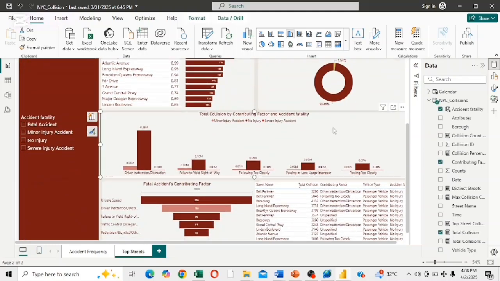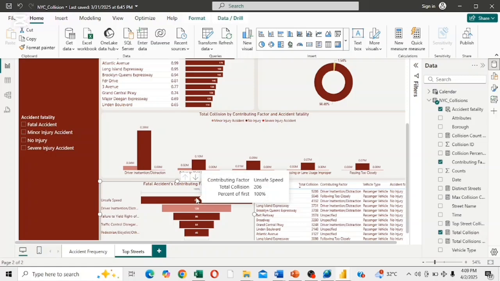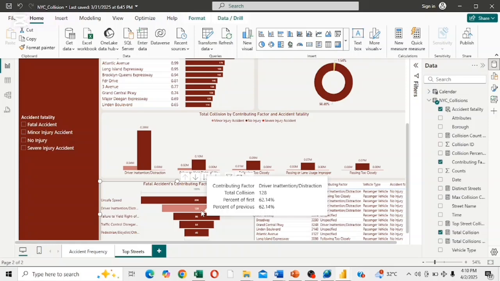The contributing factors to the collisions, we have the highest to be driver inattention or distraction. So you can see the amount of accidents that took place based on these contributing factors. Driver inattention carried about 386,000. What are the factors that contribute mostly to the accidents that are fatal? Unsafe speed. And that carries about 206 fatal accidents. Then the driver inattention or distraction, that's 128 accidents.